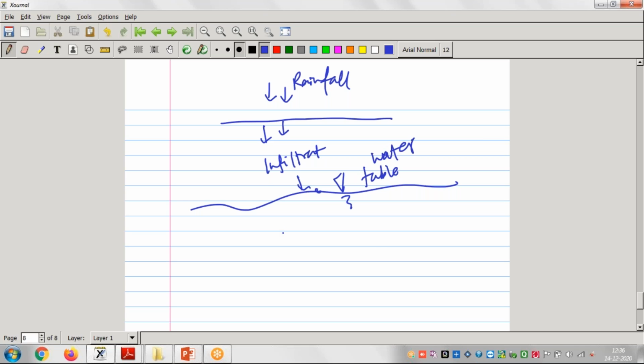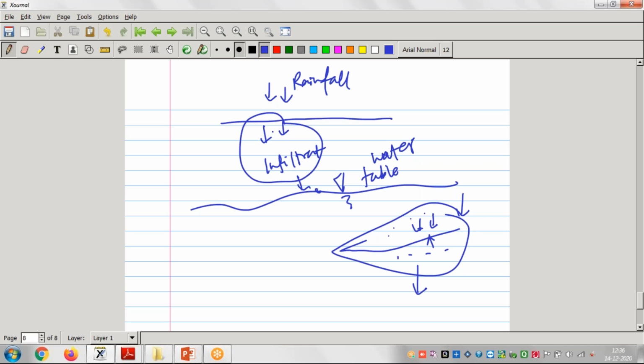So what happens when the rainfall occurs? Immediately runoff does not occur. Suppose this is my catchment and this is the river. Over this earth, when rainfall occurs here and everywhere, it does not flow directly into the river. Some part of the water goes inside, below. So this quantity of water is called base flow, right?